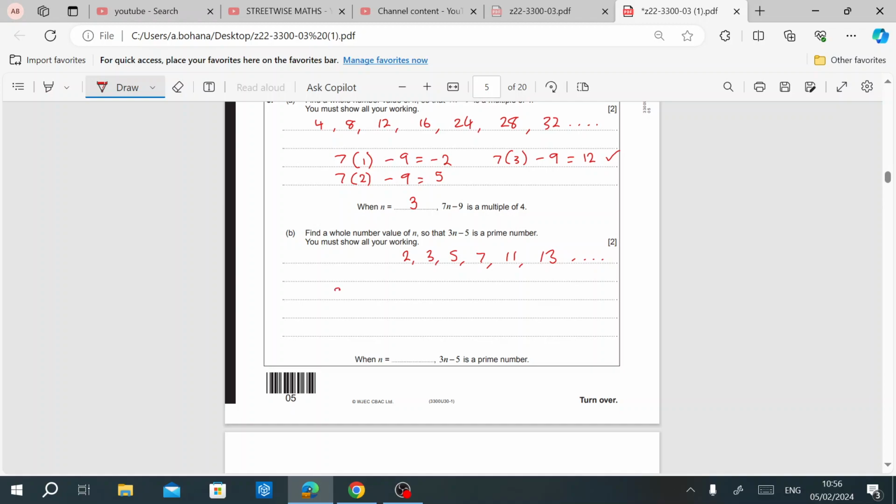Okay, so 3 times 1 is 3, take away 5 is minus 2. That's not a prime number. So let's go to another number. Let's go to 3, for example. 3 times 3 is 9, take away 5 is 4. 4's not prime. So now my first answer anyway, that I could use, 12 take away 5 is 7. And 7 is a prime number. So there we go, you can use 7. So prime numbers are numbers which are only divisible by itself and the number 1.